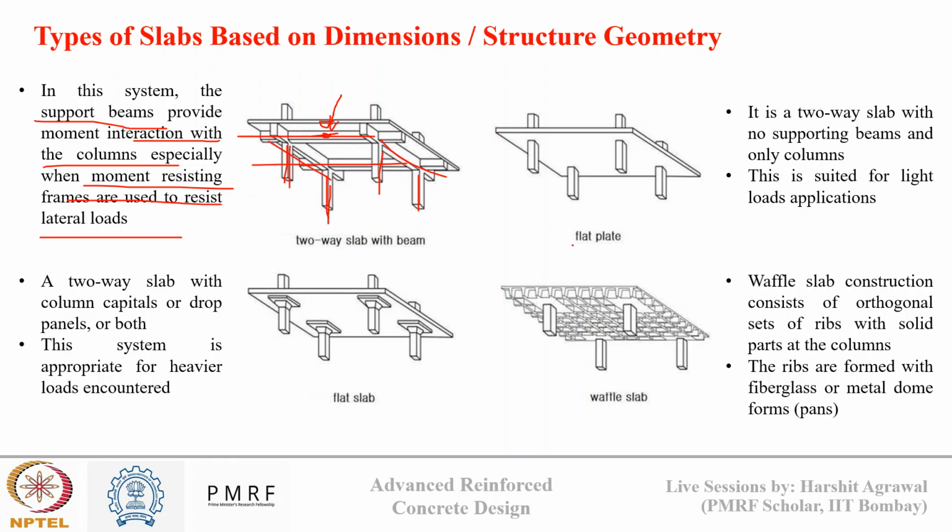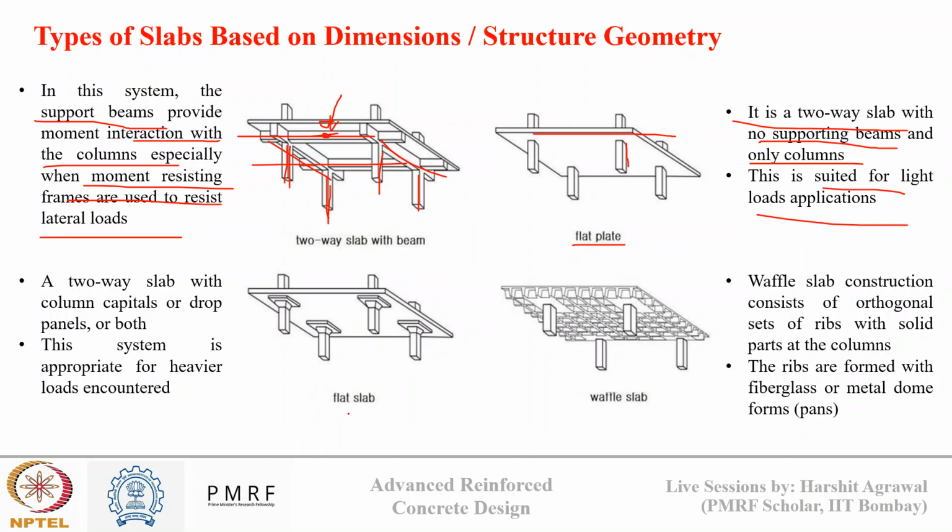Then there is flat plate. In this it is a two-way slab, there is no supporting beam and it is just directly on the column. So here you can see the slab is directly connected to the column and there is no beam in between. These slabs are used for light load applications, not for heavy load applications.